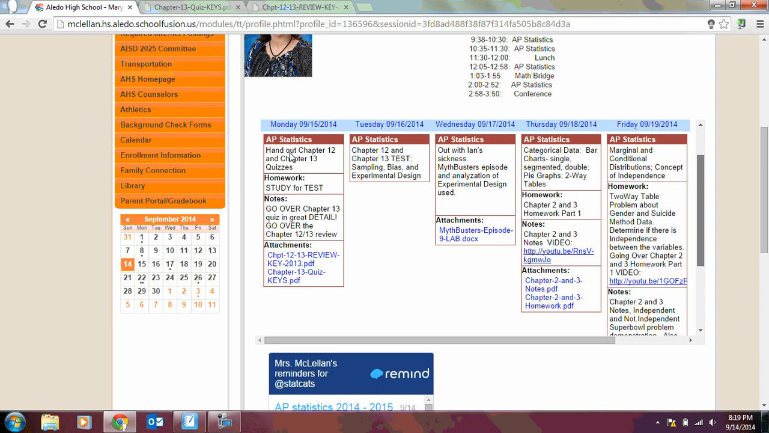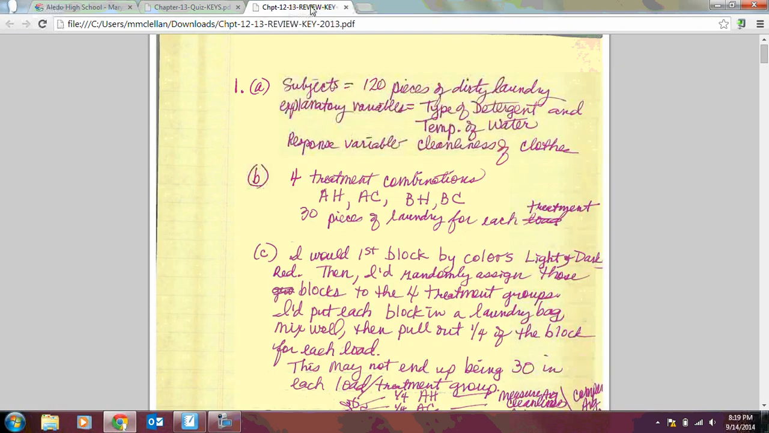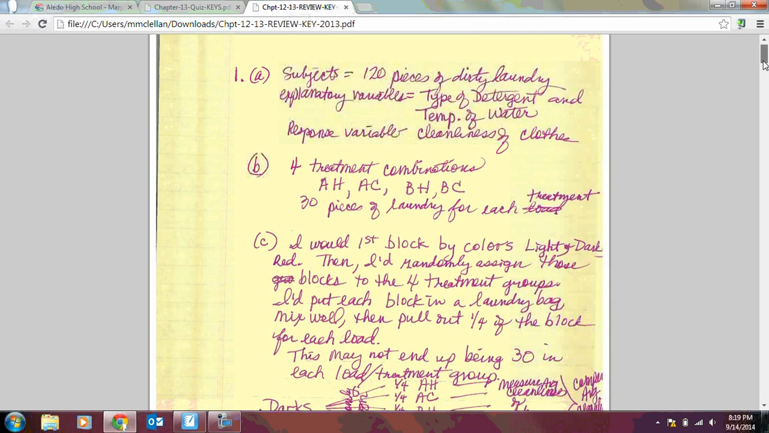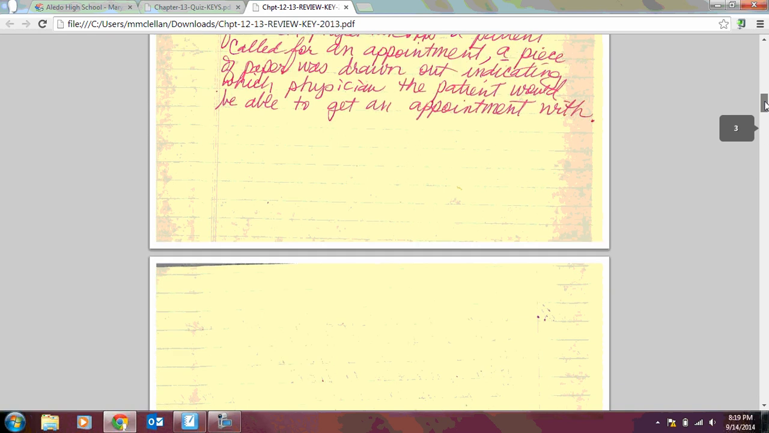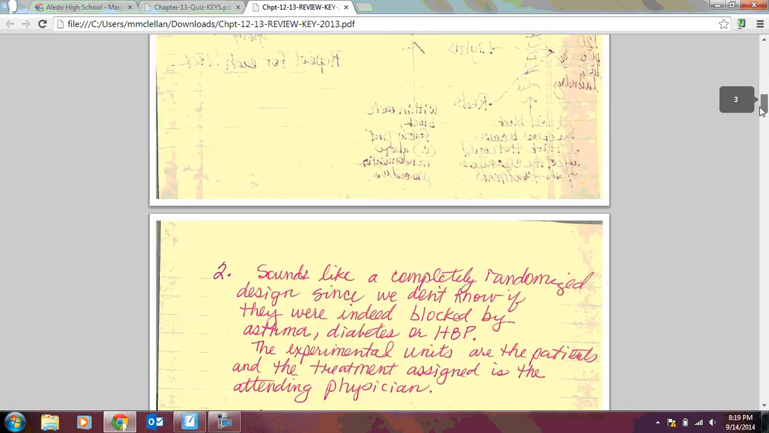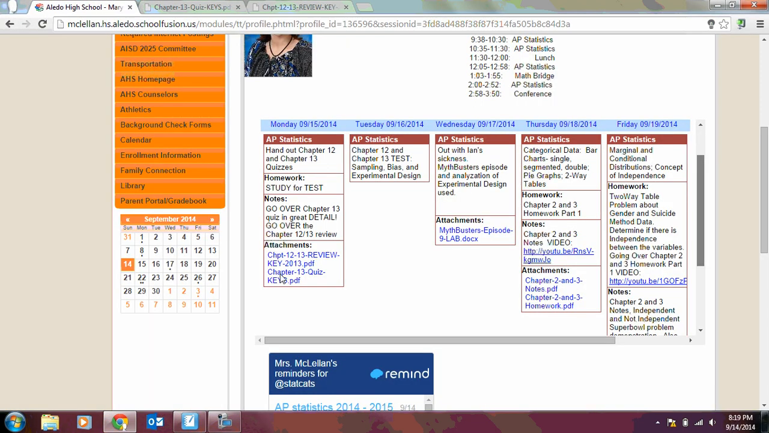Now, if you look at tomorrow's or Monday's information, on that is the Chapter 12 and 13 review key. And that is a PDF format. So that is this document right here. And so then it takes you through all of the work that I'm going to be showing you when we go through the work today. All right. Next, you will also see on the School Fusion page Chapter 13 Quiz T.